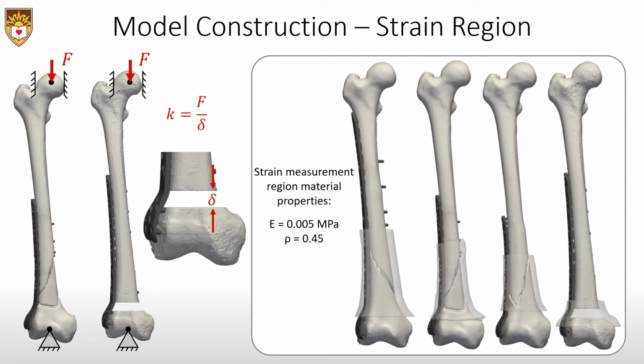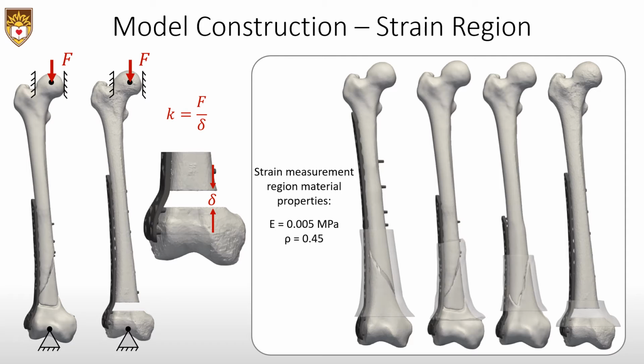Traditionally, bench test and finite element models assess construct stiffness, which is the loading force divided by deflection, where deflection can either be measured at the crosshead or the interfragmentary gap. Both of these techniques miss the 3D strain environment in the interfragmentary region.